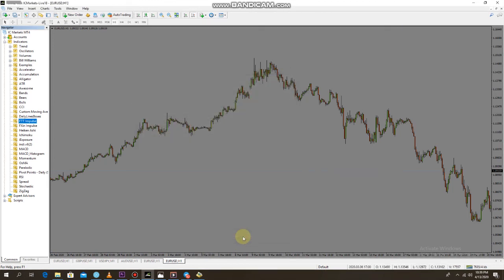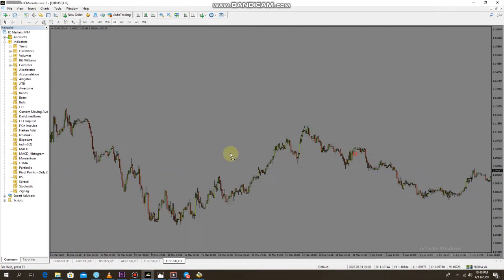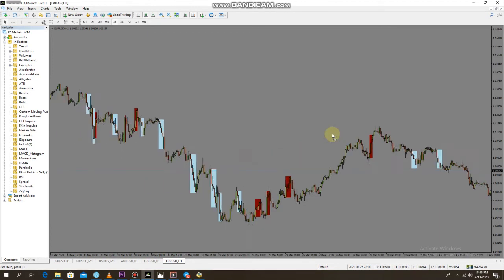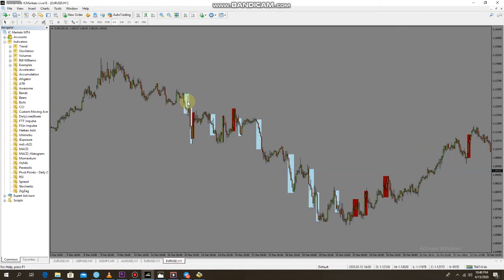So once you click OK, you see, it's going to start identifying the impulses for you. So every time there's a bearish impulse, once it's completed, then you get a signal. So you would have gotten a notification here, another notification here, another notification here, another notification.